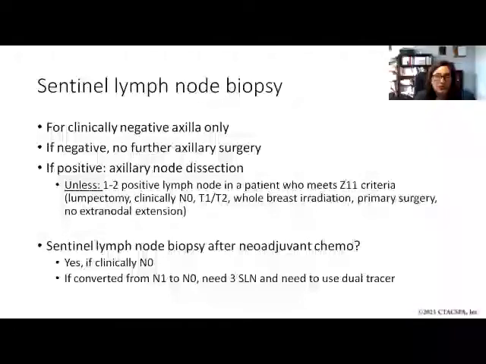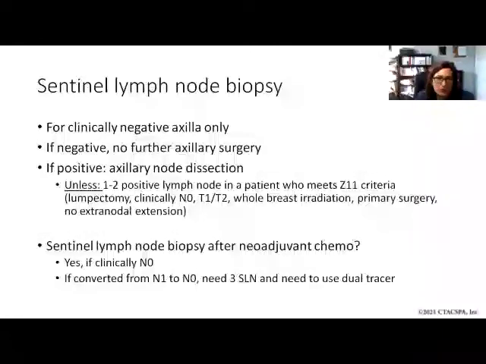Now, if it's positive, classically, you would then do an axillary node dissection and take out all the lymph nodes from the armpit. And this is where the Z11 comes in, because people have asked, well, if there's only 1 or 2 positive lymph nodes and there's only minimal disease, and I give them all these additional treatments, including radiation, do I really need to go in for all these other lymph nodes? It's associated with a high morbidity. Patients get lymphedema. They get a lot of pain there, a lot of numbness in the axillary skin. Why do I need to do this?